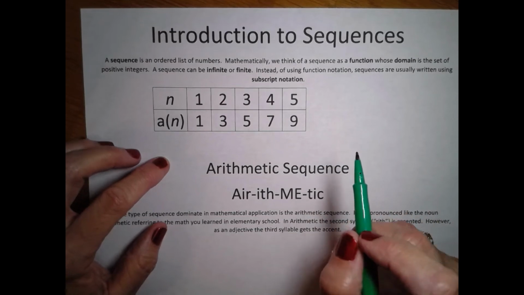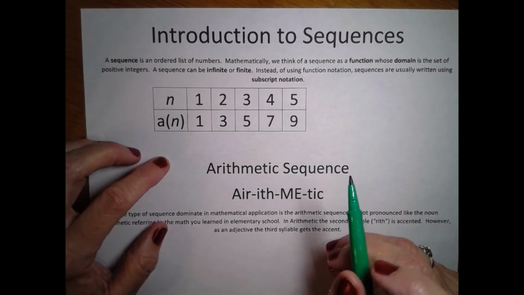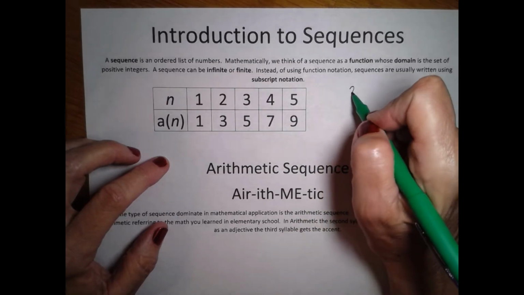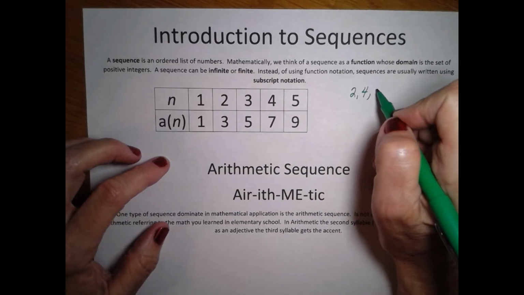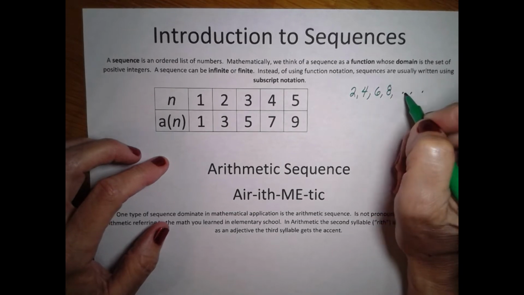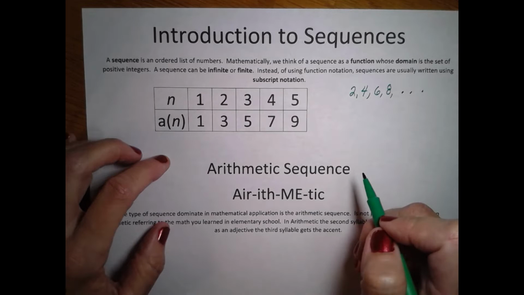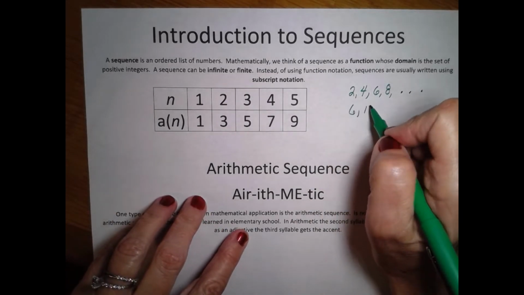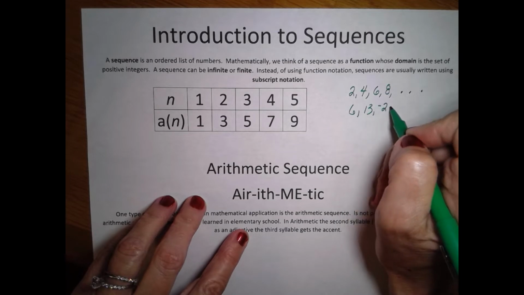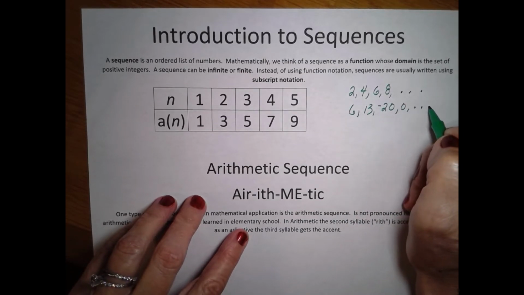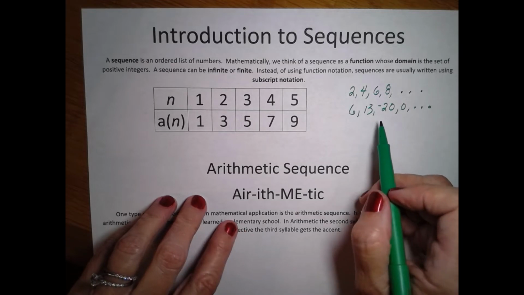Introduction to sequences. A sequence is an ordered list of numbers. If I had 2, 4, 6, 8, and so on, I have an infinite sequence. Also, if I had 6, 13, -20, 0, and so on, I also have an infinite sequence.